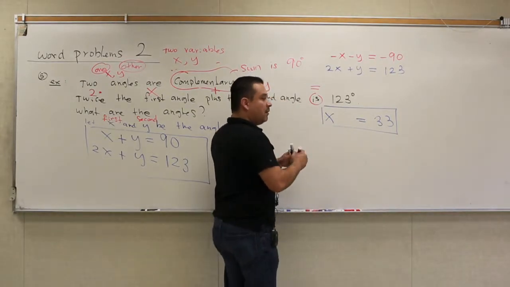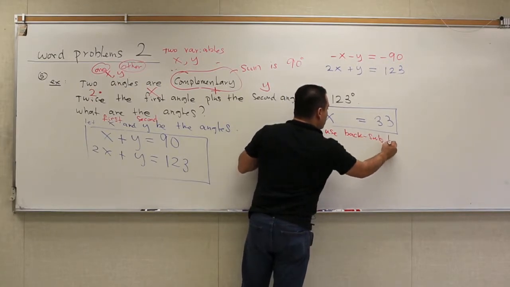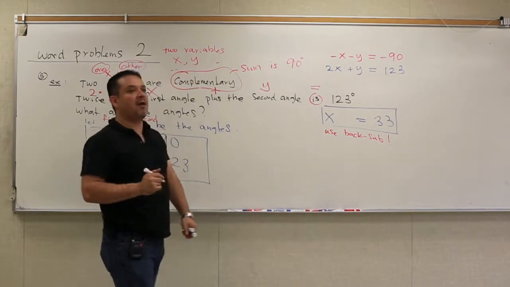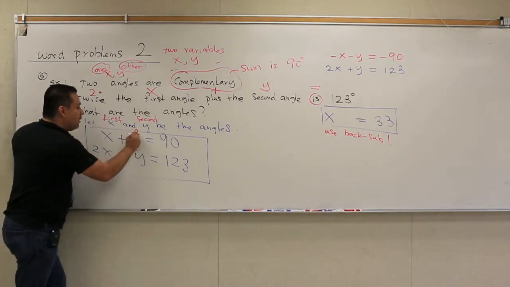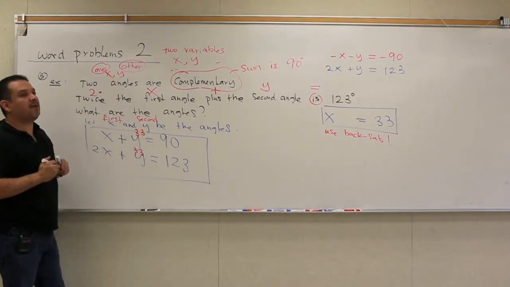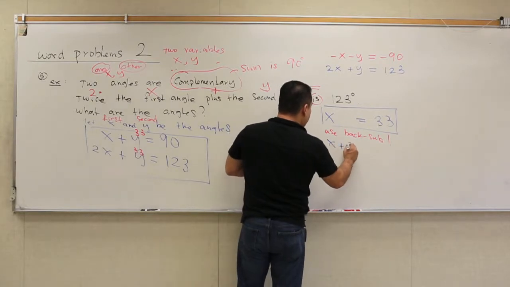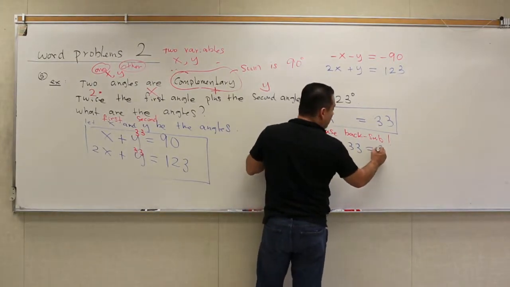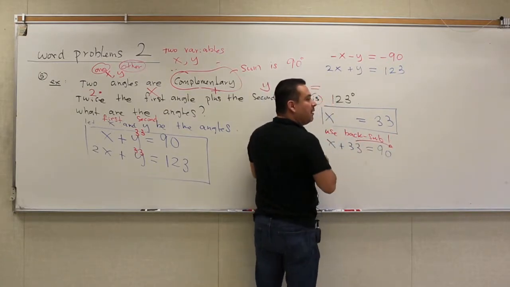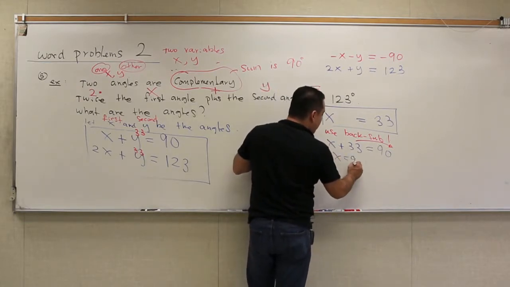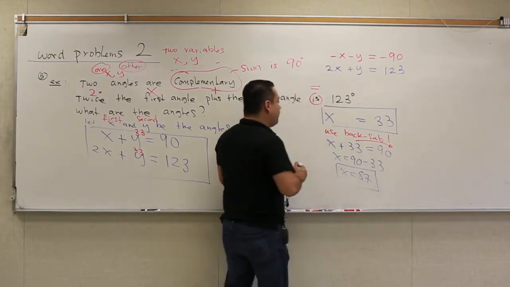What are you going to use now? Back substitution. So by back substitution, when x is 33, you plug 33 into which equation? Doesn't matter. You're going to now find the value of y. So if I use the first one, that means x plus y equals 90, and x is 33, so 33 plus y equals 90. What do you do with that 33 now? Translate it, and what do you get? Y to be, what's 90 minus 33? Is that 57? Okay. So the second angle is 57.